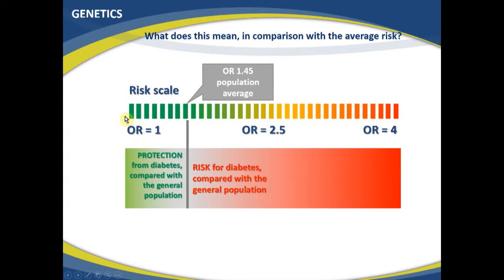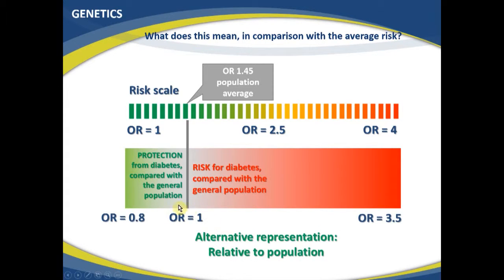So looking at this odds ratio means compared to the optimal genetic profile, this person has a 2.5 times higher risk. So relative to the optimal genetic variation. However, there's another way of displaying this. And this is saying the general population has an odds ratio of 1. Everybody together has an odds ratio of 1. Compared to everybody else, as we know, the people with the optimal genetic profile have a lower risk. So actually what you get is an odds ratio of lower than 1. So it's 0.8. And this would then be an odds ratio of 3.5.